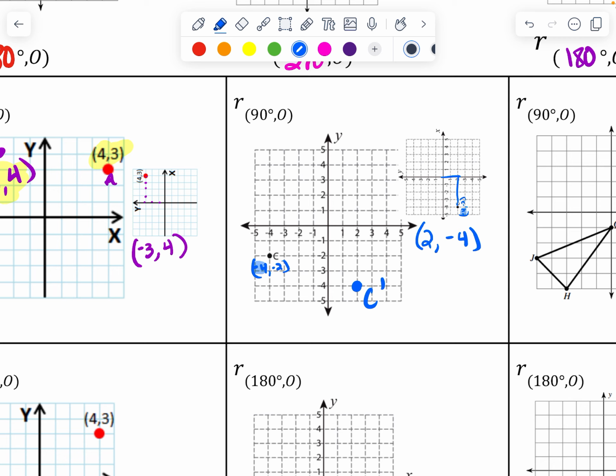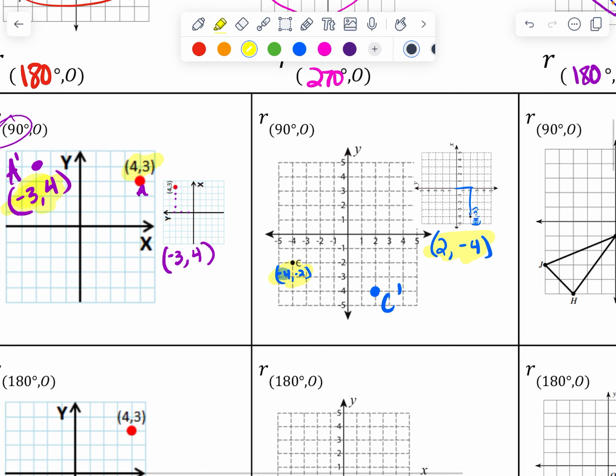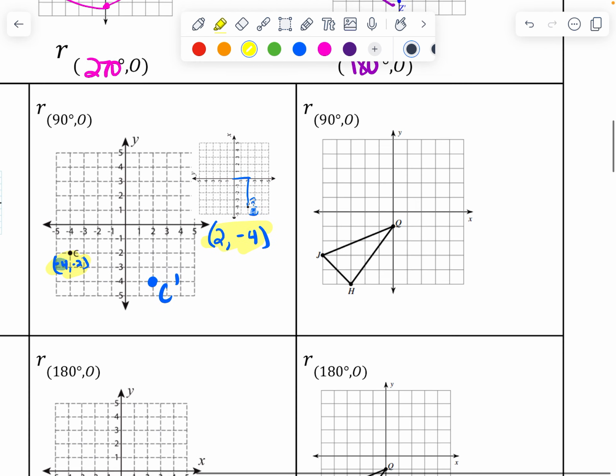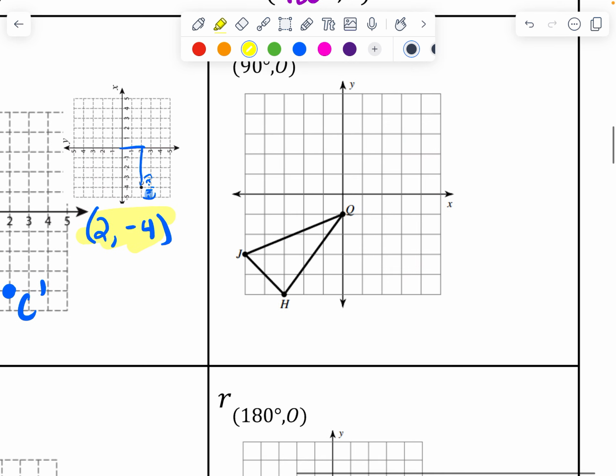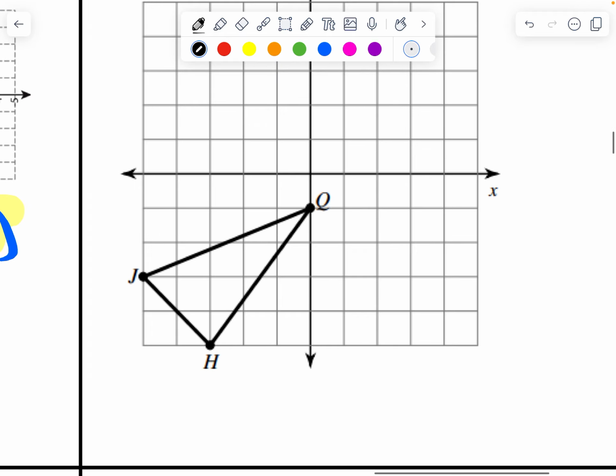Again, there is a relationship between these points and what you do to them. There's a pattern that we will see from these. I'm less worried about it. I need you to be able to rotate things. Okay, let's look at all these guys. We're going to start by labeling all these guys.